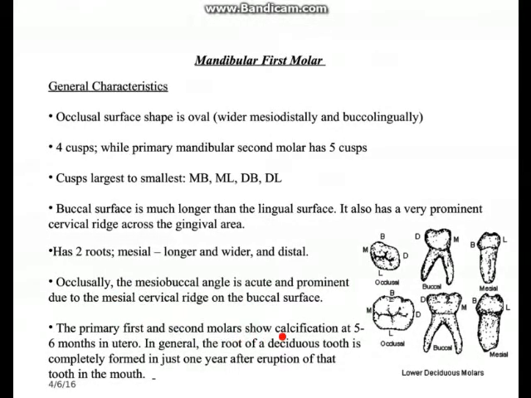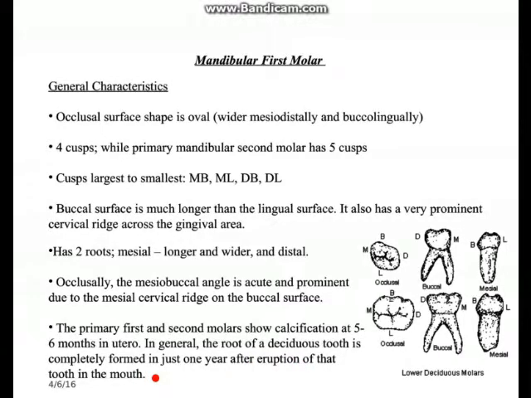Primary first and second molars show calcification at 5 to 6 months in utero. So even before the baby is born, while it's still in its mama's belly, it's starting to calcify. And as soon as the baby's born, the permanent molars start calcifying. Remember that. In general, the root of a deciduous tooth is completely formed just 1 year after eruption of that tooth in the mouth.